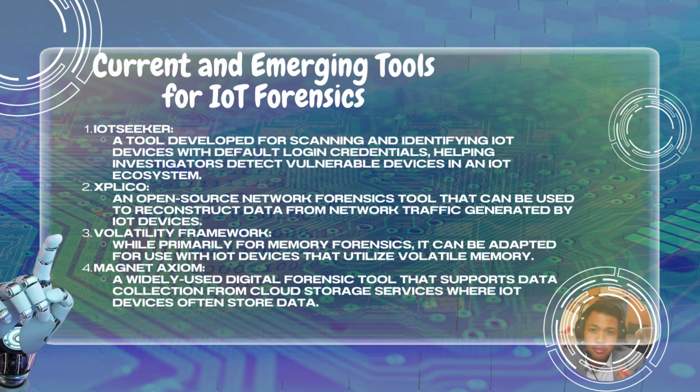The second one is Explico, an open source network forensic tool. The third one is Volatility Framework. While primarily for memory forensics, it can be adapted for use with IoT devices that utilize volatile memory. The last one is Magnet Axiom, a widely used digital forensic tool that supports data collection from cloud storage services where IoT devices often store data.